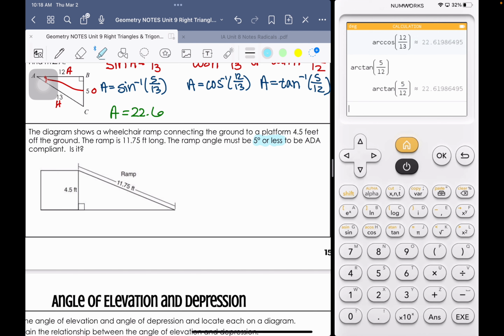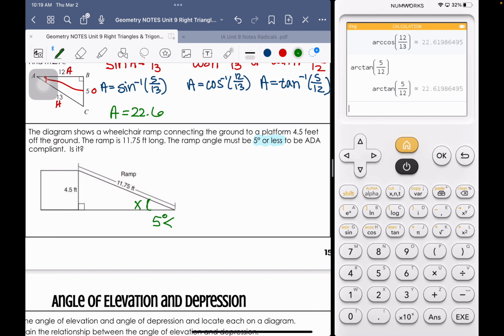That means everyone in public spaces has legal rights, so they need to be accommodated as such. So this just means they have their legal accommodations. That means this angle right here needs to be 5 degrees or less.